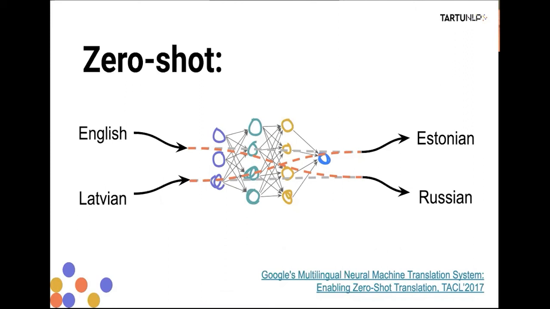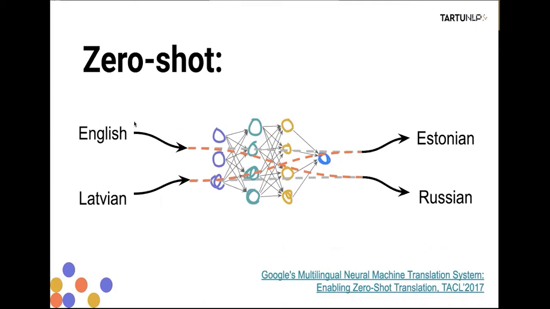So this multilingual system here, imagine that it has only learned to translate English into Estonian as well as Latvian into Russian. The zero-shot effect is that after learning English to Estonian and Latvian to Russian translation, the model actually manages to translate from English into Russian as well as from Latvian into Estonian. So without having seen any parallel examples for English to Russian or Latvian to Estonian, the model actually manages to translate between those. How does it manage to do it?